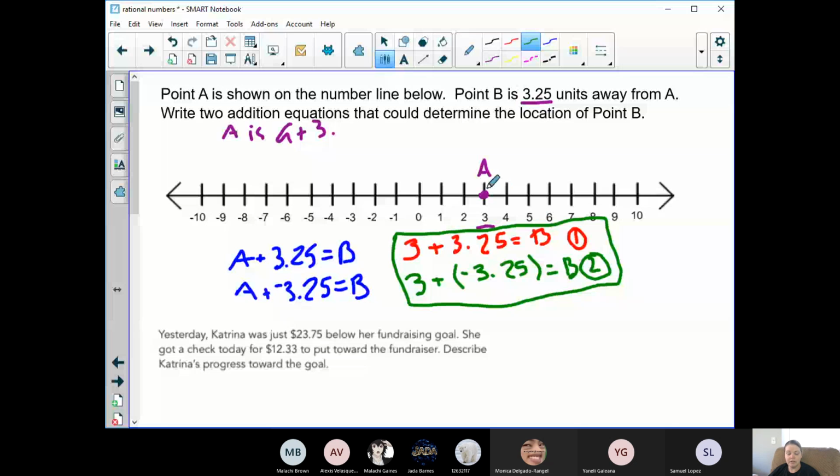So if I were to solve these and use the number line, the first one I would go 1, 2, 3, and a little bit more, and I would end up at 6.25. And then the other way, I would go backwards, 1, 2, 3, and a little bit more, and that would be for equation 2. This would be equation 1. Okay. Any questions about how I found my two addition equations?